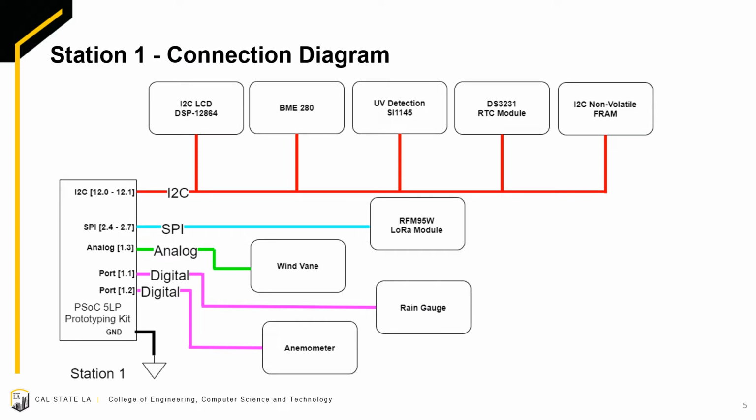Now we can talk about the connection diagram for Station 1. For Station 1, the wiring of the first 5 modules is I2C, and we have them connected in parallel to the SDA and SCL ports of PSoC 5, which can be seen by the I2C line. We then can call each module by using the unique 8-bit address it has to retrieve and send data to each module. Then we have the LoRa module, which is wired up to 4 ports separately, due to it being SPI, which can be represented by the blue SPI line. For the wind vane, we had to wire it up to an analog pin, and for the rain gauge and anemometer, we wired them to separate digital pins.